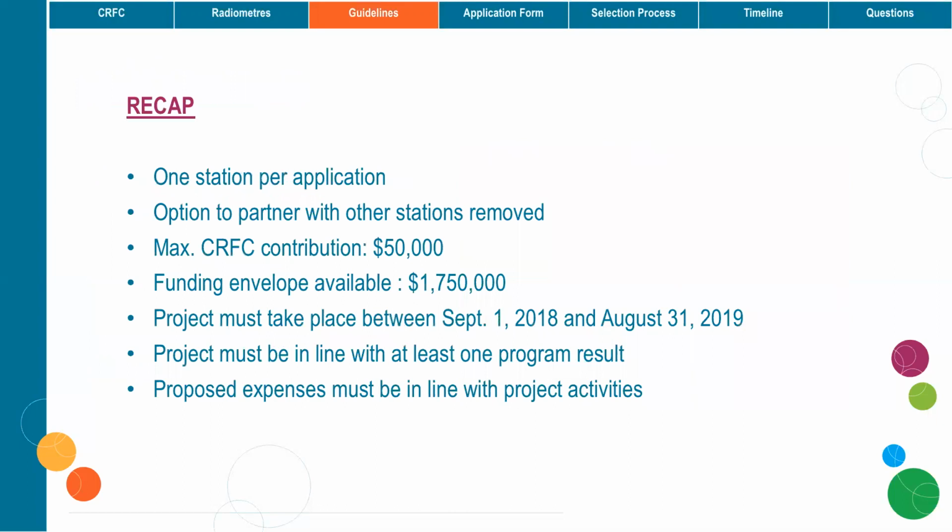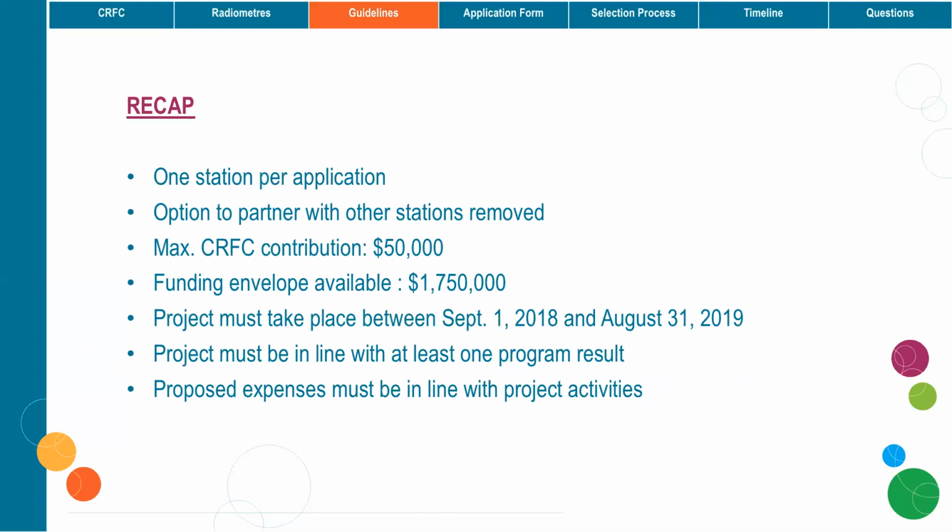The first one is that each eligible station can make one application for funding. So it's one application per station. The partnership option, where several stations could submit one project, is no longer available. You can request up to $50,000 from the CRFC. You can ask for less, but not for more. The total cost of your project may also exceed $50,000 if, for example, your station or other partners contribute to the project. We have a funding envelope of $1.75 million to distribute for this round of funding.